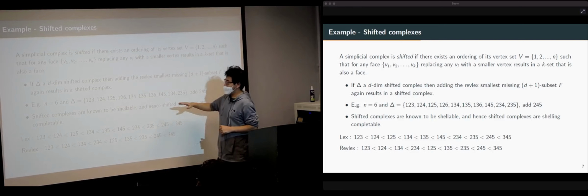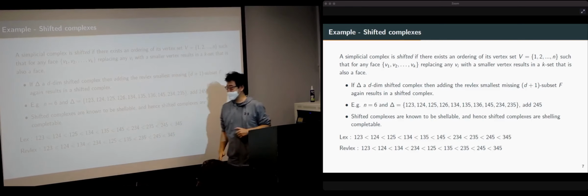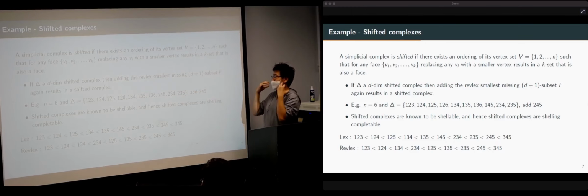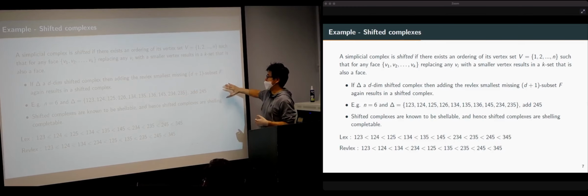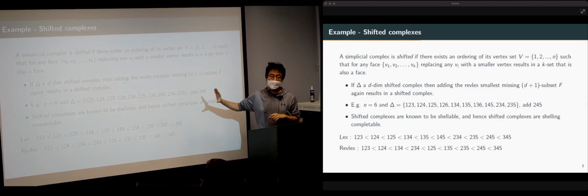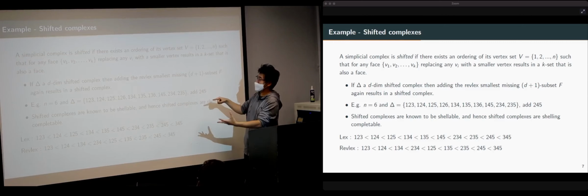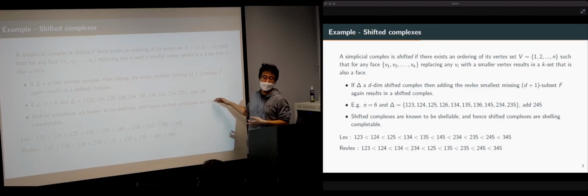Since shifted complexes are known to be shellable, these two results combined basically tell us that shifted complexes are examples where the complex is extendably shellable. Is that okay? Because you can extend the shifted complex by one facet, and since it's now going to be a shifted complex again, it is going to be shellable.